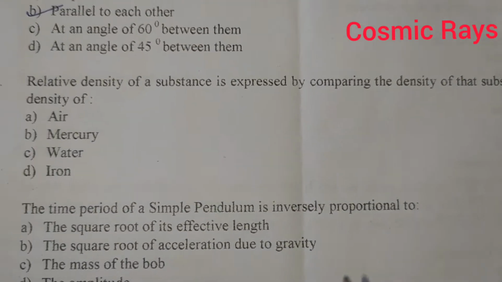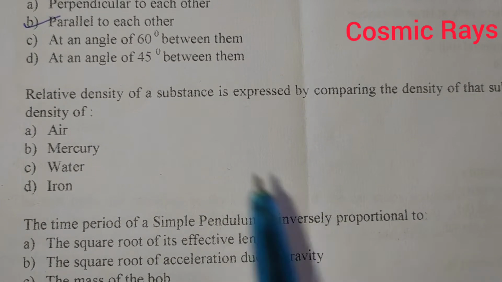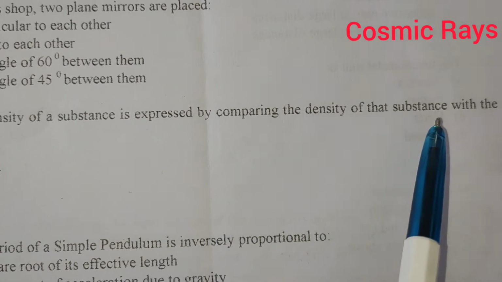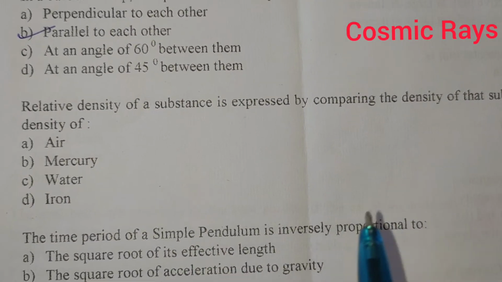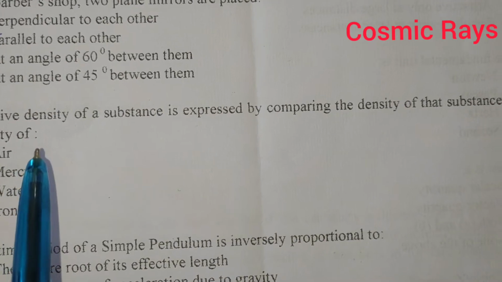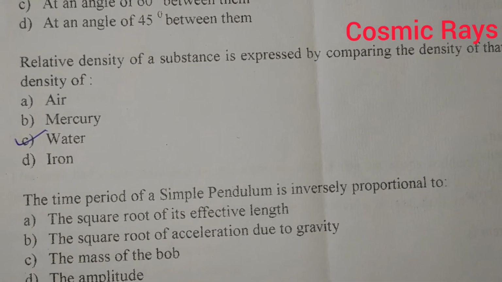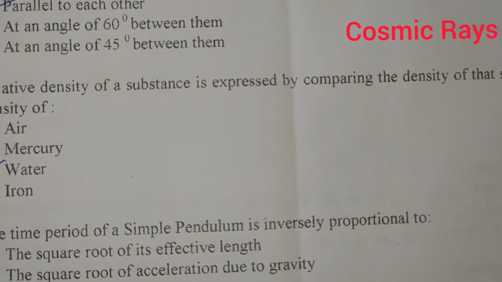Now the next question that they have asked is based on relative density. The question says, relative density of a substance is expressed by comparing the density of that substance with the density of. So this is a direct question based on the definition of relative density, and we know that it is a comparison between the density of that substance and the density of water.